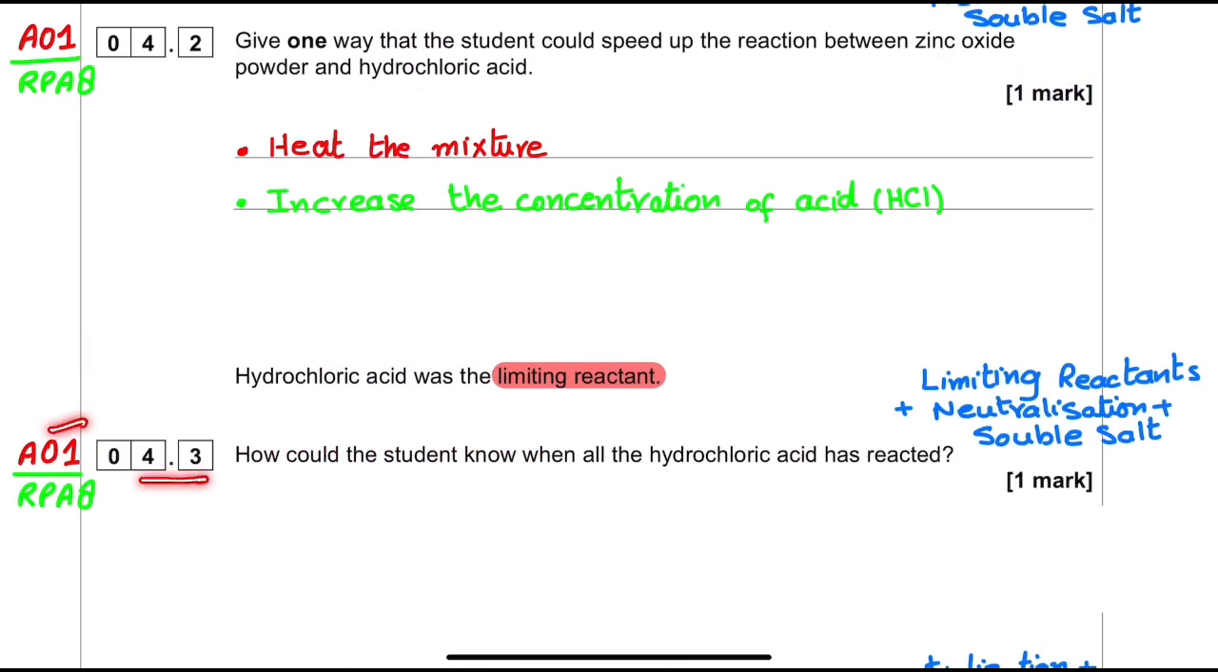4.3 is an AO1 question from required practical number 8, and this question is from the limiting reactants, neutralization, and soluble salt topics. How could the student know when all the hydrochloric acid has reacted?